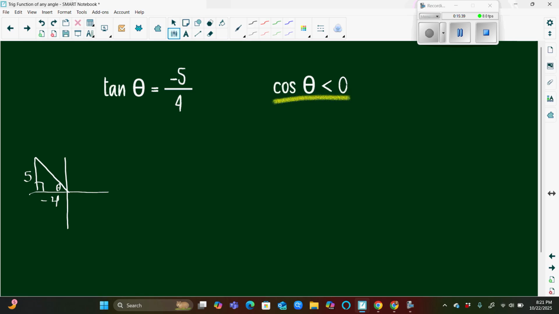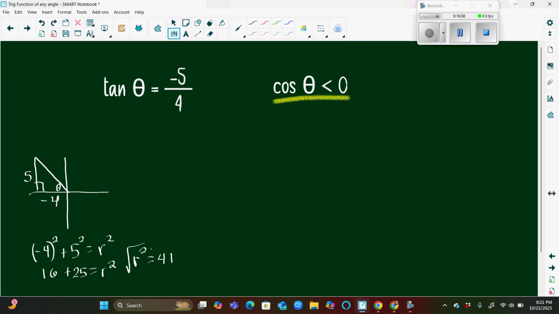Okay, so now we need to find the hypotenuse or the radius. So we'll do our Pythagorean theorem. Negative 4 squared plus 5 squared equals r squared, which gives us 16 plus 25. That's going to be r squared. And so what's that? 41. So r squared is 41.